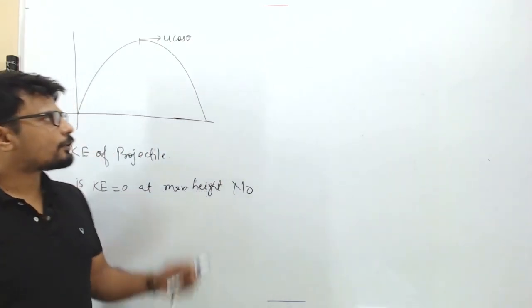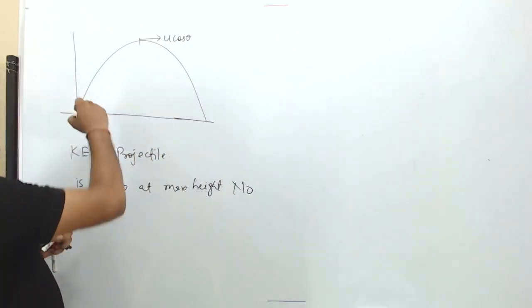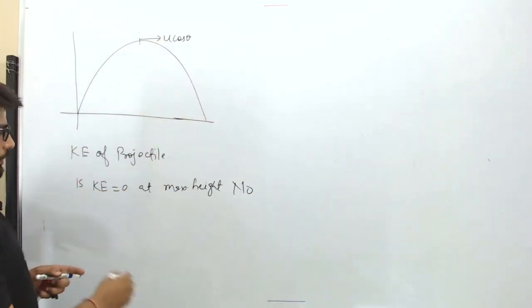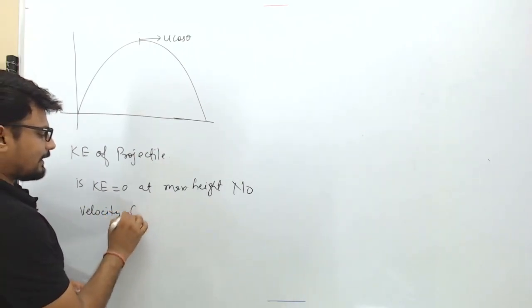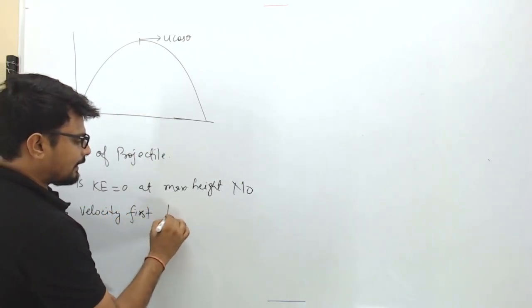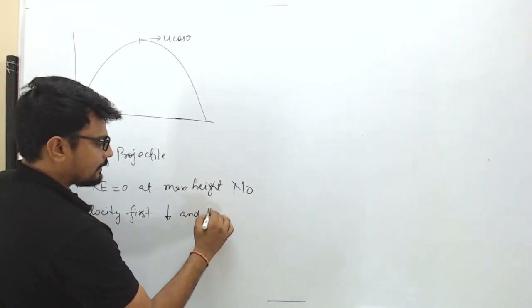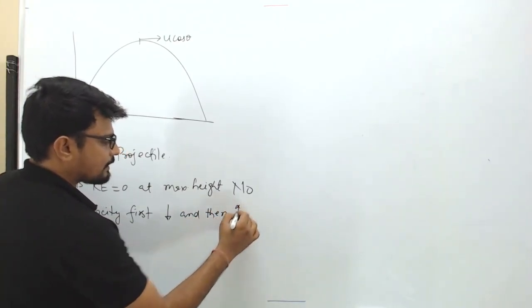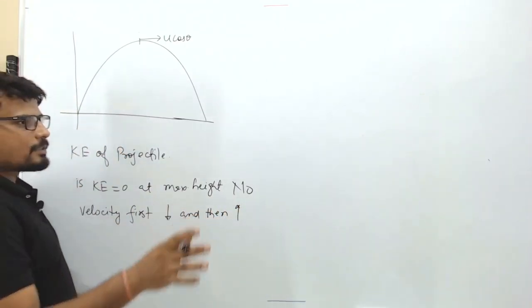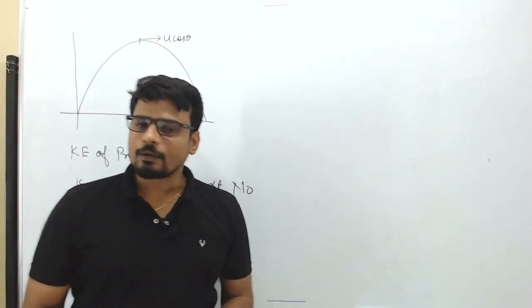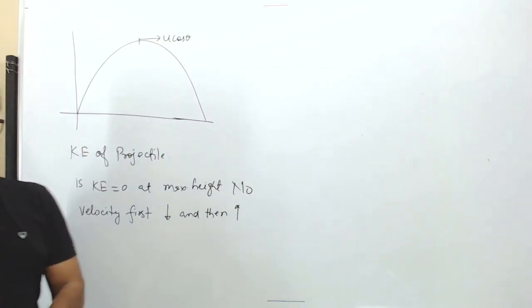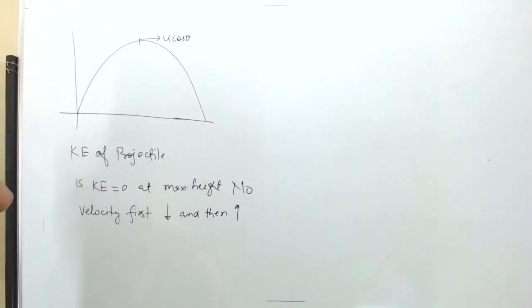So one thing you need to understand, the kinetic energy never becomes 0. Yes, it will decrease for sure, because the velocity will first decrease till here and then it will increase. So you can note down one thing: velocity first decreases and then increases. Kinetic energy can never be 0 during the entire motion of the projectile. It will not be 0. Yeah, of course it will decrease and then it will increase. ऐसा हो सकता है, but वो 0 नहीं होगा.